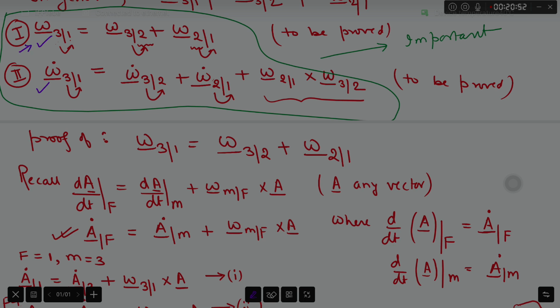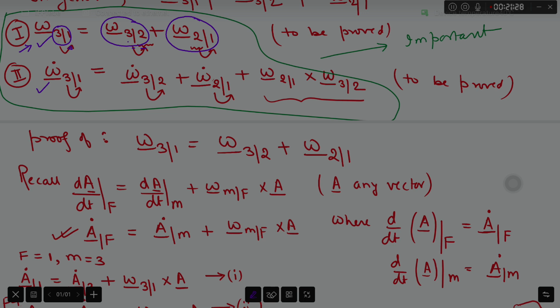So omega 3,1 you can write as omega 3,2 plus omega 2,1. It is as if I am taking an intermediate step to find omega 3,1. If my interest is to find omega 3,1, this relationship is telling me that you can take a path in which you first find omega of 3 with respect to 2 and then you find omega of 2 with respect to 1 and you add them together. That gives you omega 3,1.